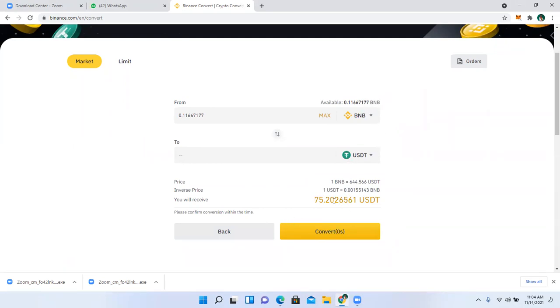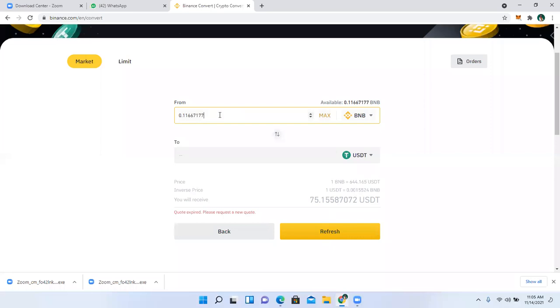If I convert my BNB, I will get 75 USDT or $75, right? But because the market moves very fast, you always need to refresh this. You can see that the value has changed because of the market. If I want it, I just click on convert. If I don't hit convert, I need to refresh again, and it will change again. So you have just 5 seconds to convert, because the market moves pretty quickly. Once you hit convert, it converts your BNB to USDT.